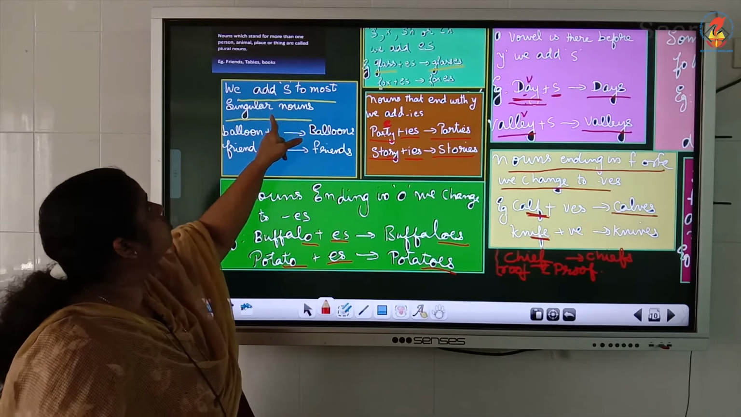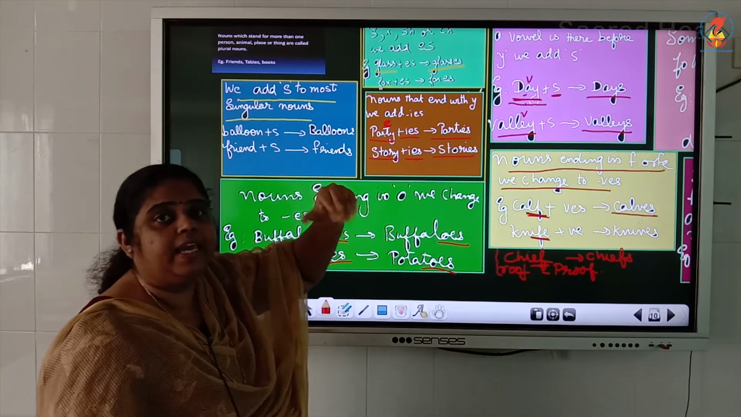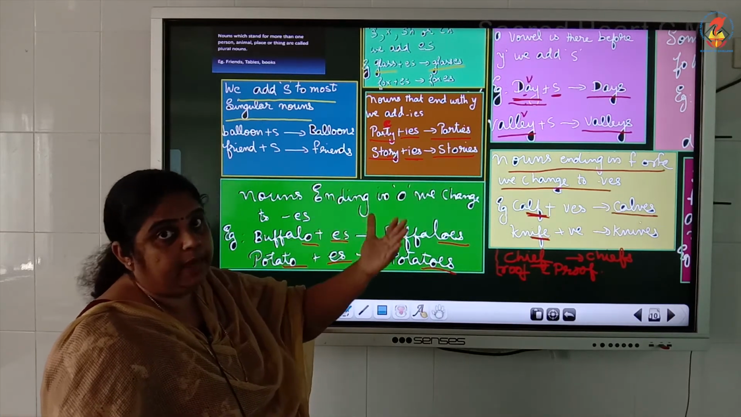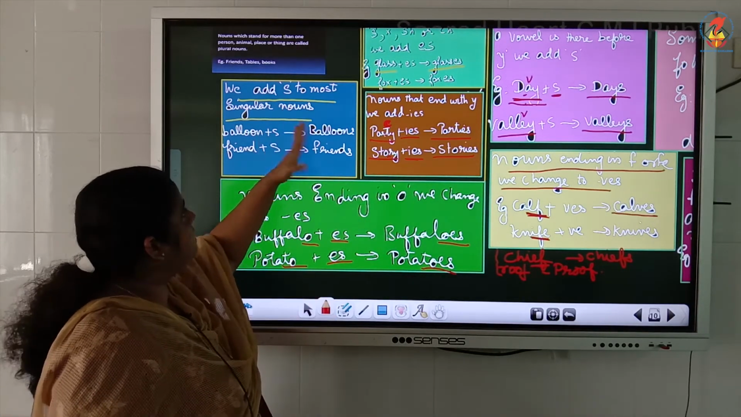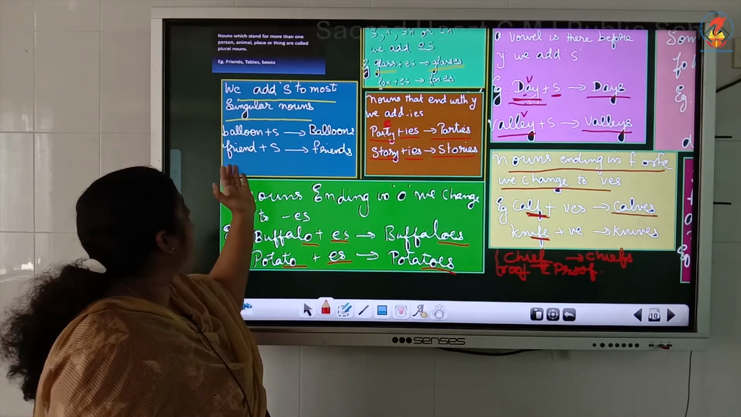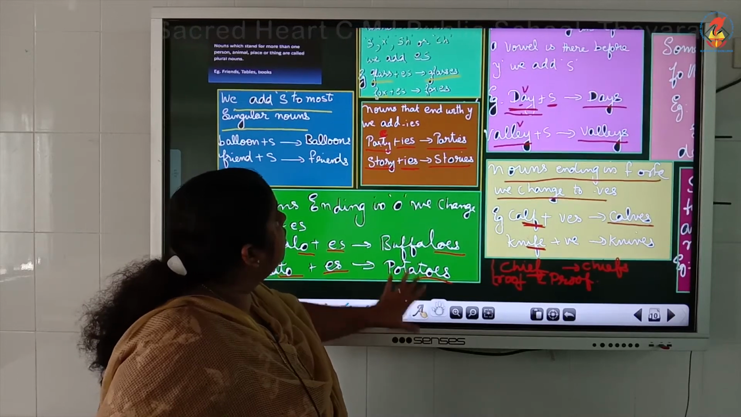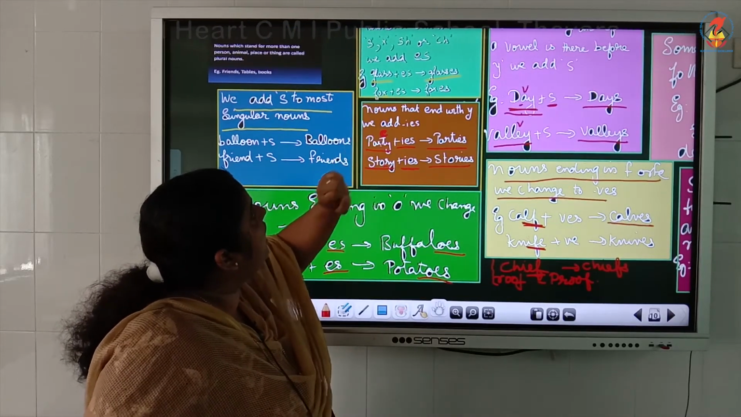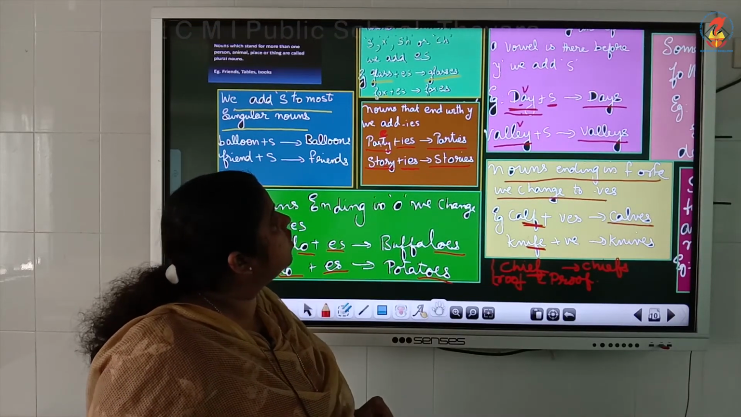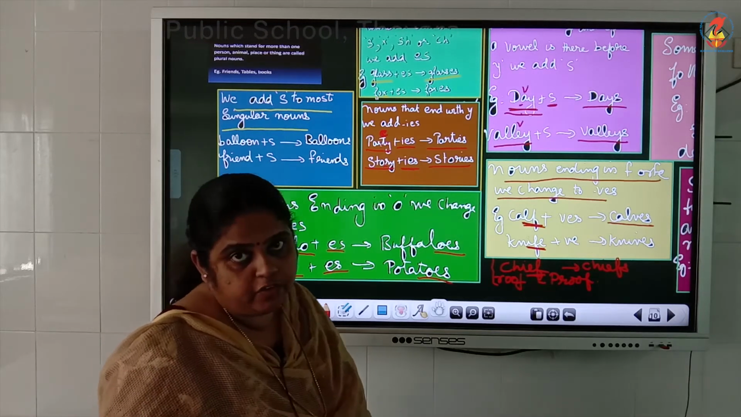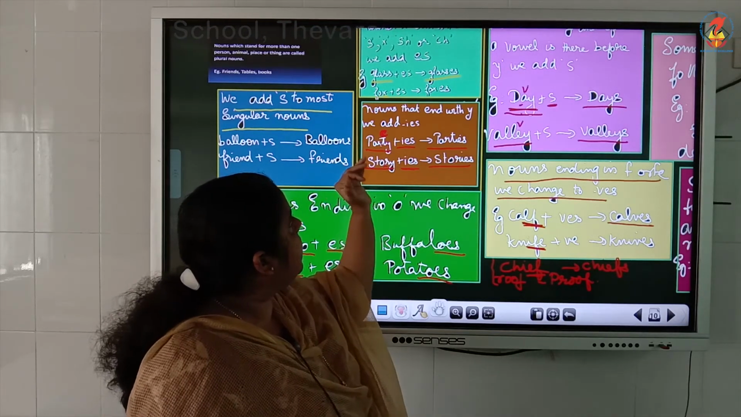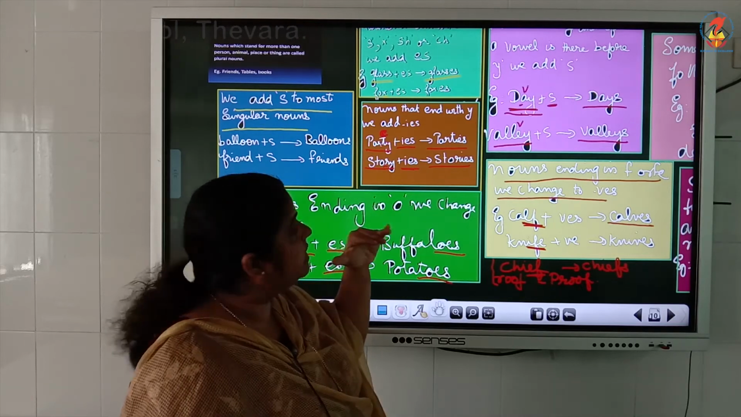We add S to most of the singular nouns to make them plural. This is how we make plurals. Balloon plus S, balloons. Friend, friends. Then in case of words which end in S, X, SH or CH, we add ES to the word. Glass, ending in S, we add ES, glasses.